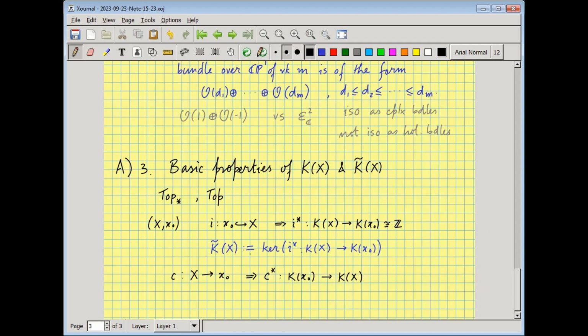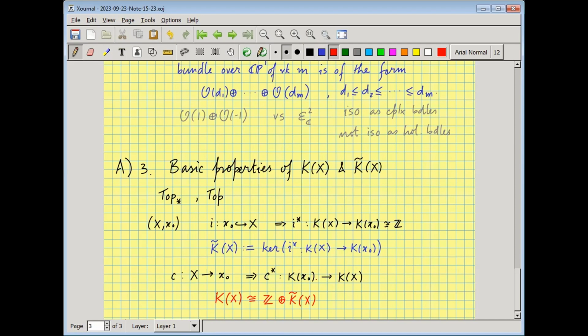And in fact, it's not hard to show that this will induce sort of a splitting, right? So K of X basically is isomorphic to Z plus K tilde of X. Okay. So because when you include X0 into X and project it, that's identity. So that basically says that if you go from here and back to I star, that's the identity on Z to Z. So that sort of gives you splitting.